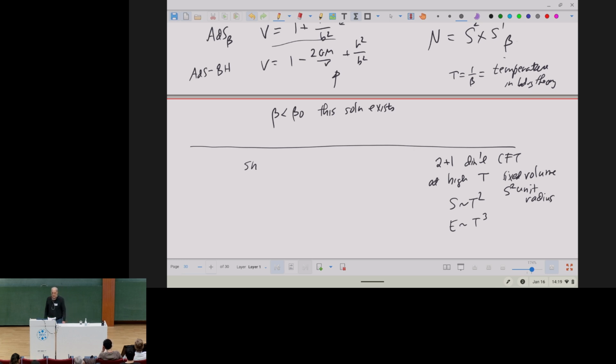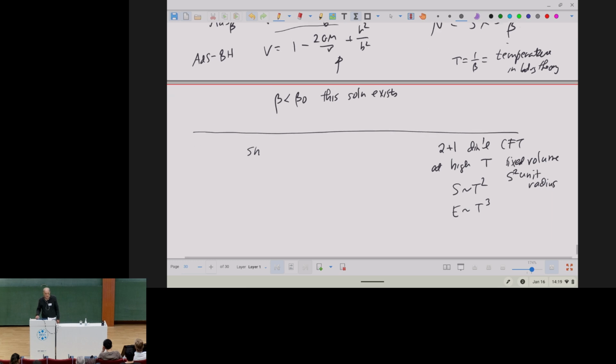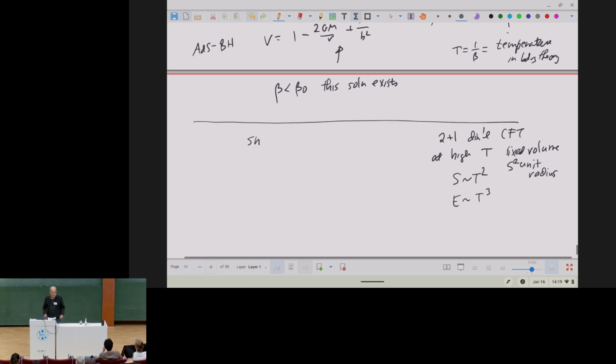In two space dimensions. In n space dimensions, the 2 and 3 would be replaced by n and n plus 1. So we didn't completely work out the black hole thermodynamics. I wrote down a bunch of formulas. But first of all, at high T, remember I said that at beta less than some beta 1, the black hole dominated.